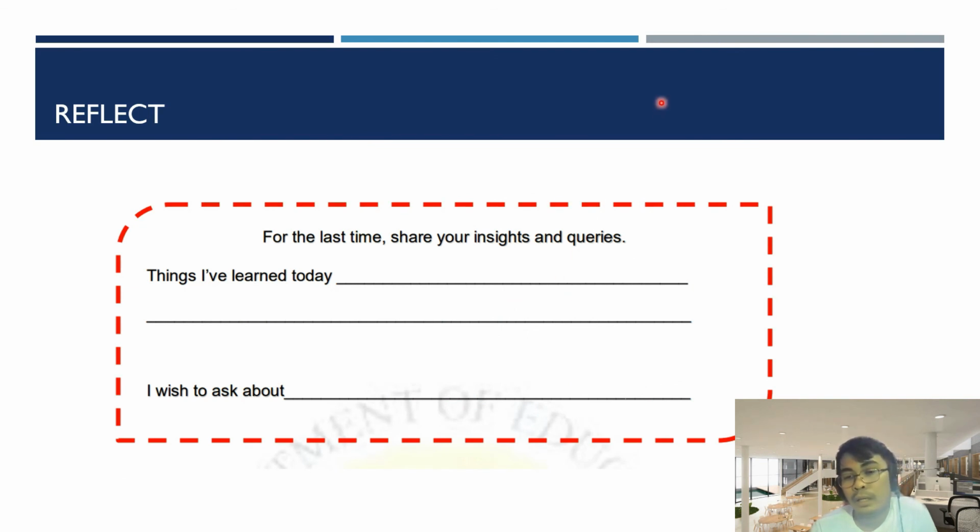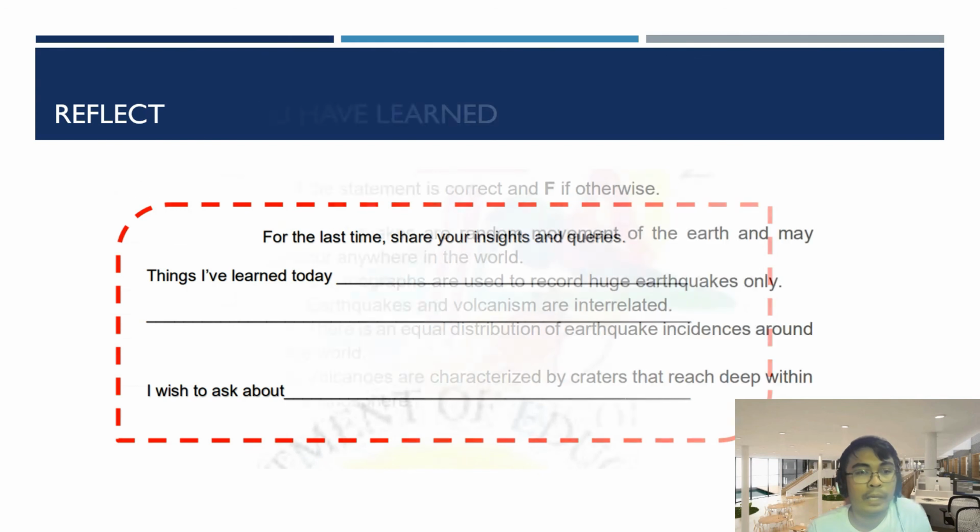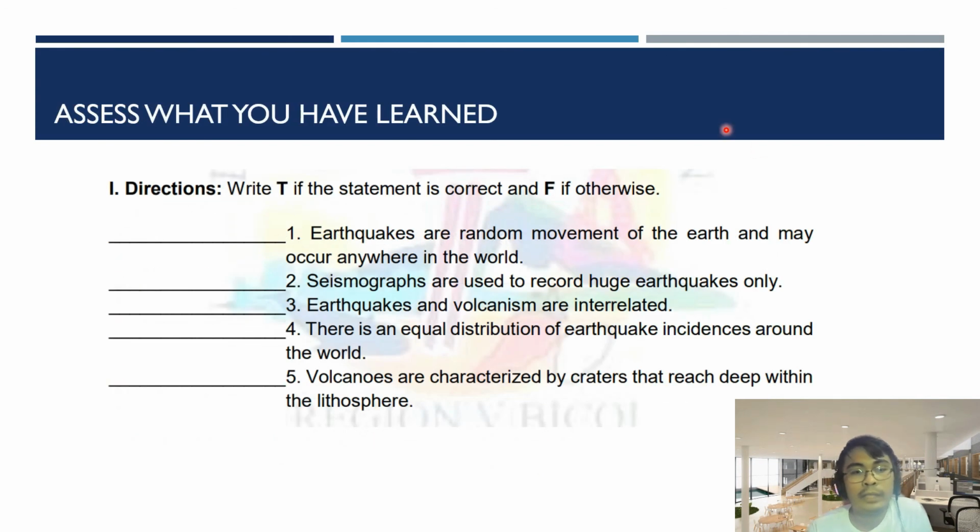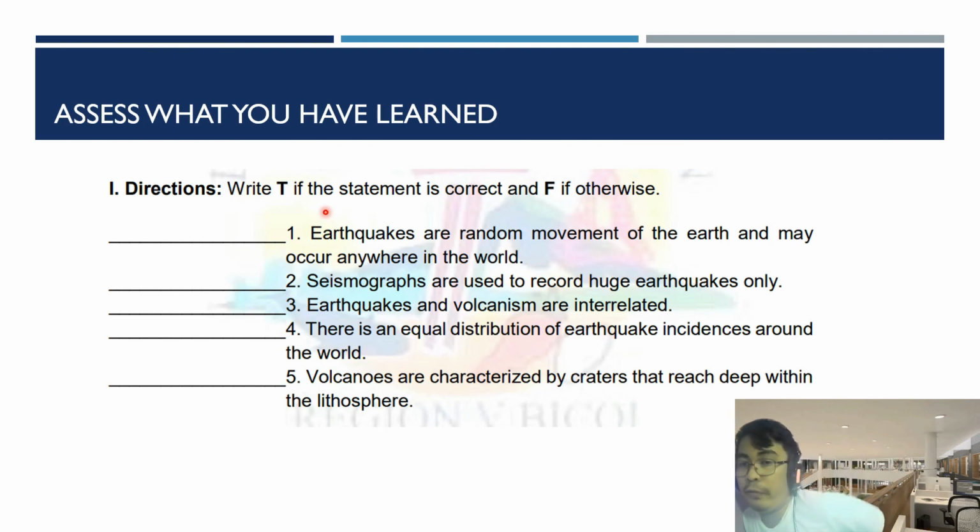Okay? This is optional. Wala naman to sa weekly home learning plan nyo, but you can do this one. Reflect. Ano ba yung mga natutunan nyo, and if there are questions, you may also write them in your paper and I'll try to read it and try to answer it as well. Okay. And then after that, you need to answer the evaluation part, assess what you have learned. So there are 5 items here. Write T if the statement is correct and F if otherwise.